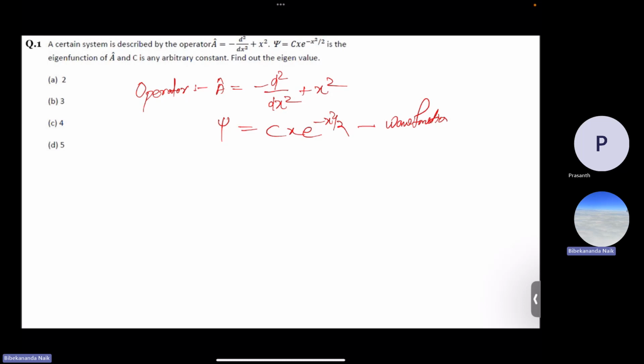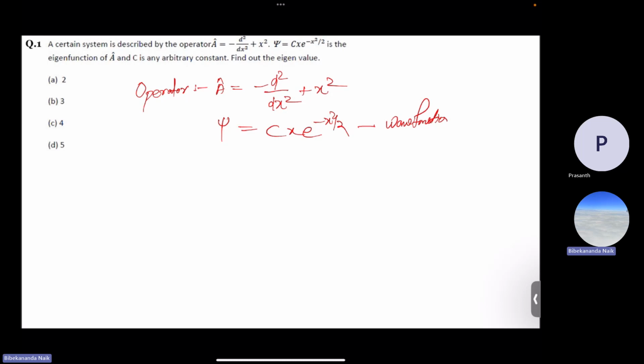So basically in quantum mechanics, every physical quantity is associated with an operator. If you want to have any information related to the system, you first need to find out the wave function of that system. After getting the wave function, if you operate the operator on that particular wave function, then you get information about different physical quantities. So now here a system is described by operator A cap.